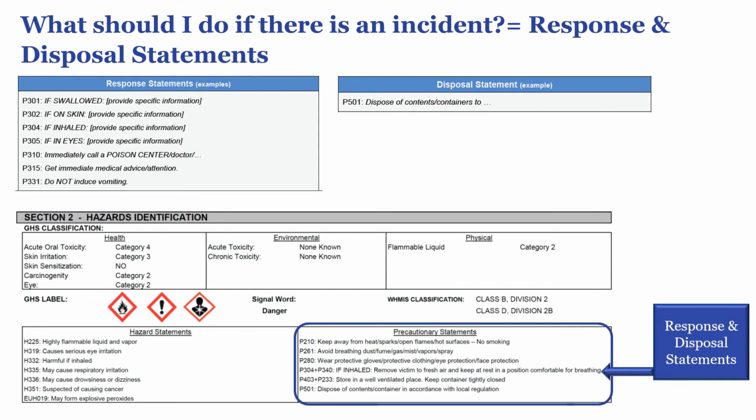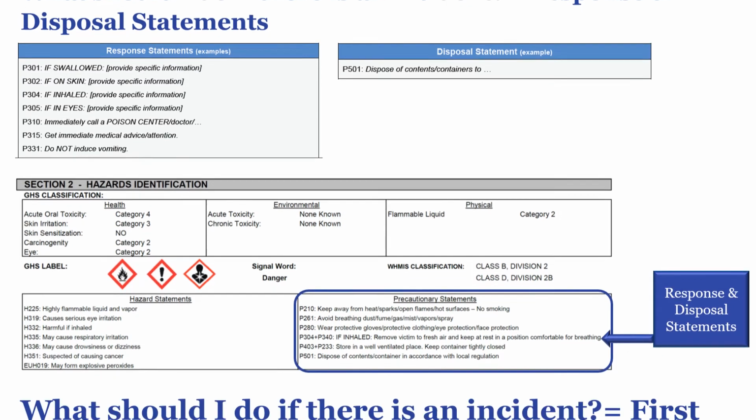Part 3. What should I do if there's an incident? Let's start off with the response and disposal statements. In Section 2, refer to the precautionary statement section. This will provide information for response and disposal. Here are some examples of the statements to look for to pick out the response and disposal statements. Specifically for P70, they provide the following statement: if inhaled, remove victim to fresh air and keep at rest in a comfortable position for breathing.